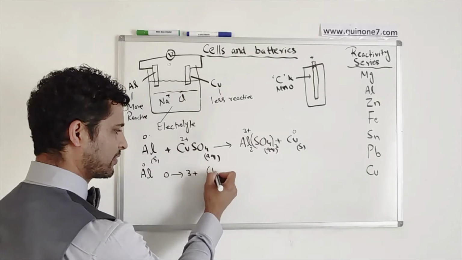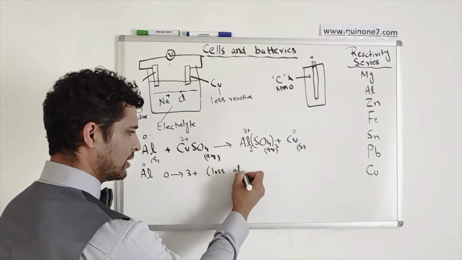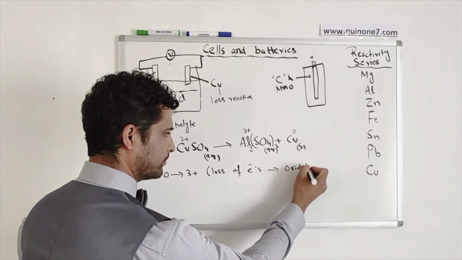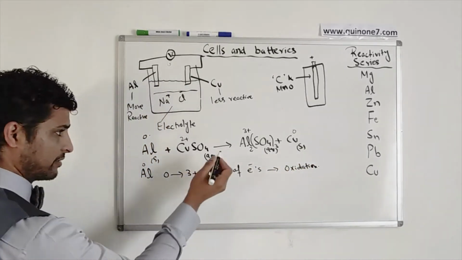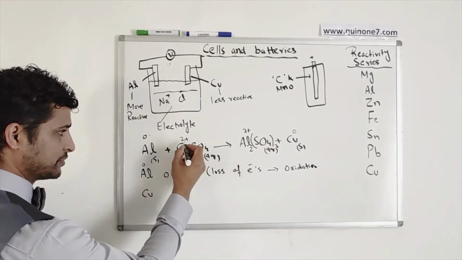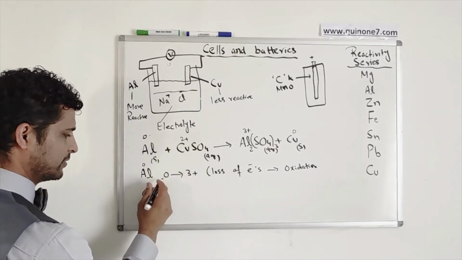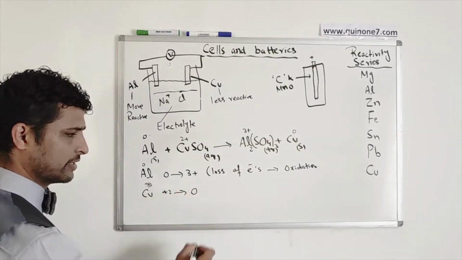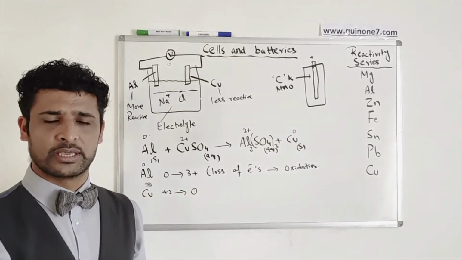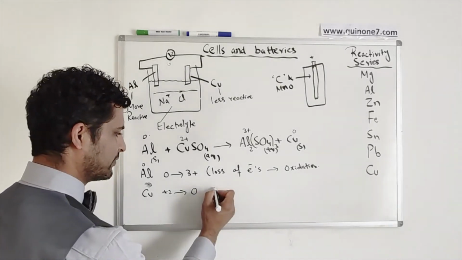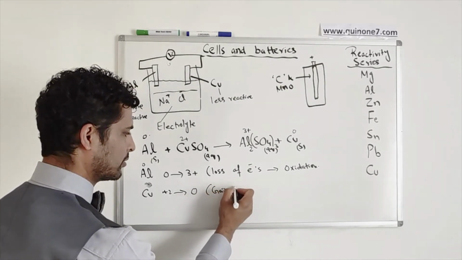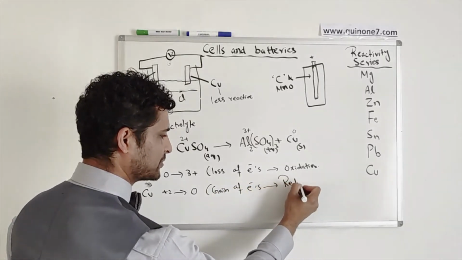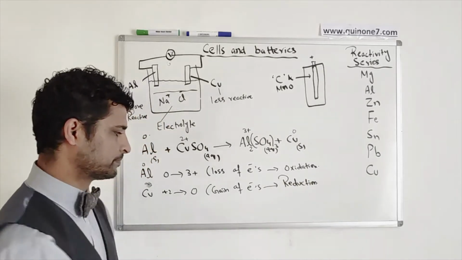Anything which loses electrons, the loss of electrons is called oxidation. And copper, on the other hand, which was in the +2 state, is converted into the 0 state. That means copper has gained 2 electrons and become copper metal, and that gain of electrons in chemistry is called reduction.